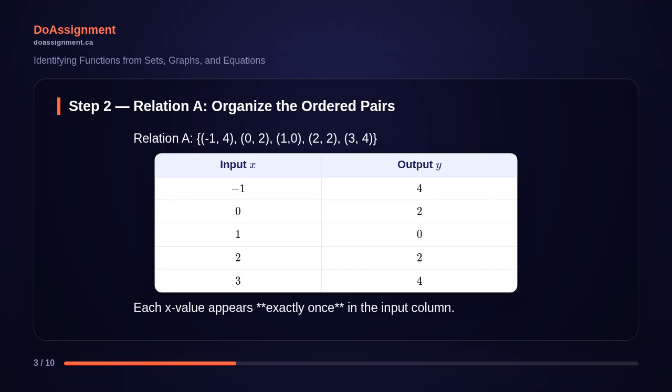Relation A is given as a set of 5 ordered pairs. Let's organize them in a table. The inputs are -1, 0, 1, 2, and 3. Each input appears only one time, so no x value is repeated.